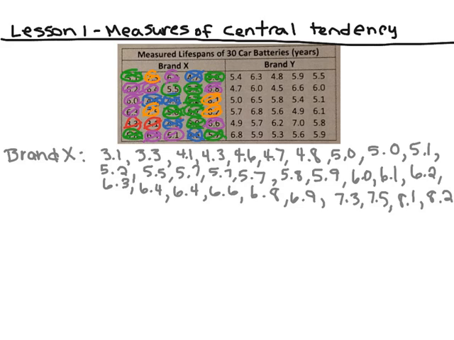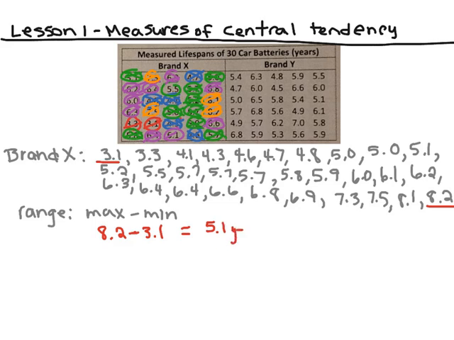Now we're going to find all of our measures of central tendency. So first we're going to find the range. So we need to take our maximum value minus our minimum value. And our maximum value is 8.2, and our minimum value is 3.1. And when you subtract those, you get 5.1. So the range is 5.1 years.